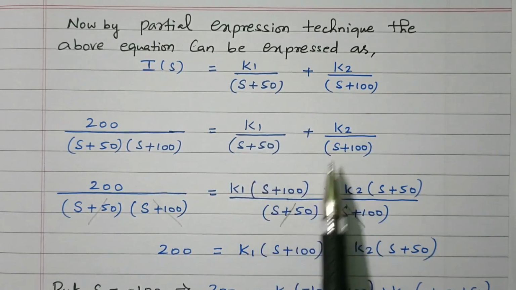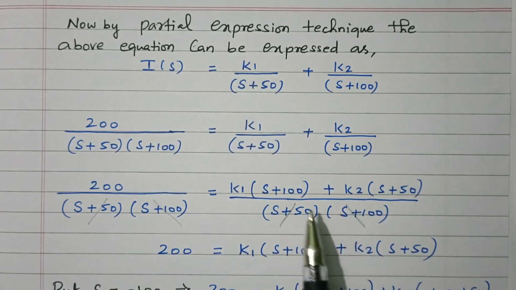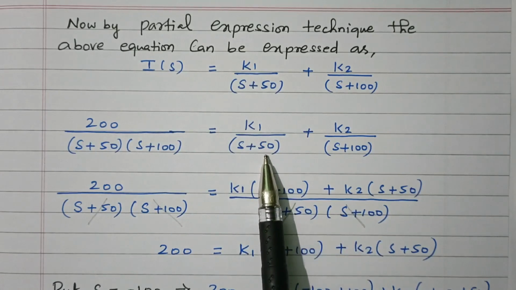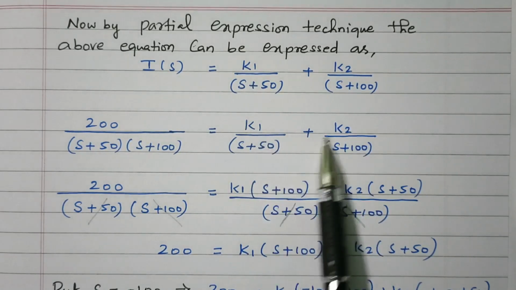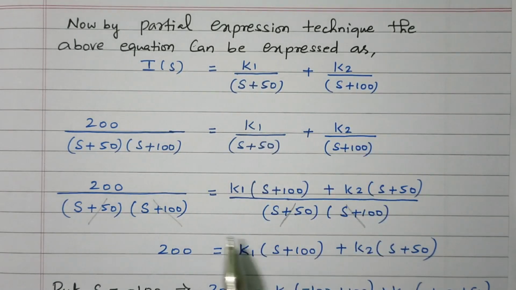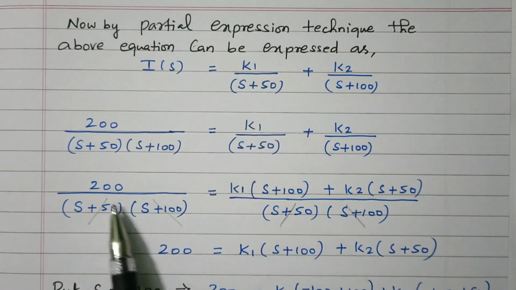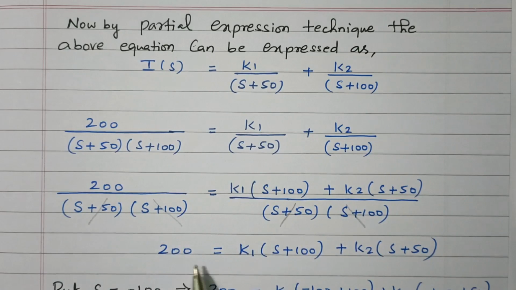Now we'll take the LCM. Here only one term is available, so it is multiplied by S plus 100, and this term is multiplied by S plus 50. These two terms are available on both sides, so they get cancelled. So finally what we have is 200 equal to K1 into S plus 100 plus K2 into S plus 50. Now we need to find the values of K1 and K2.